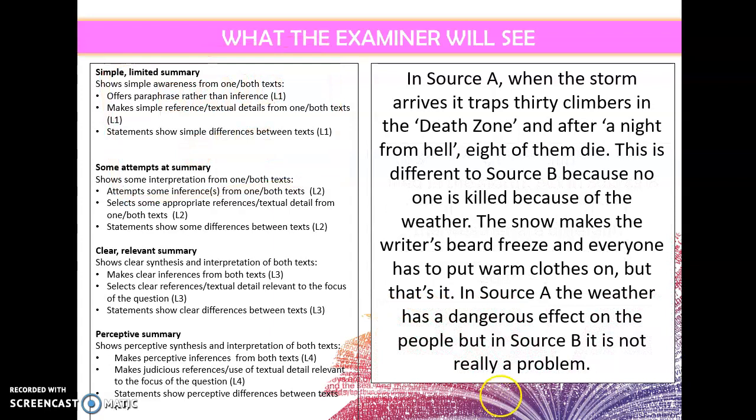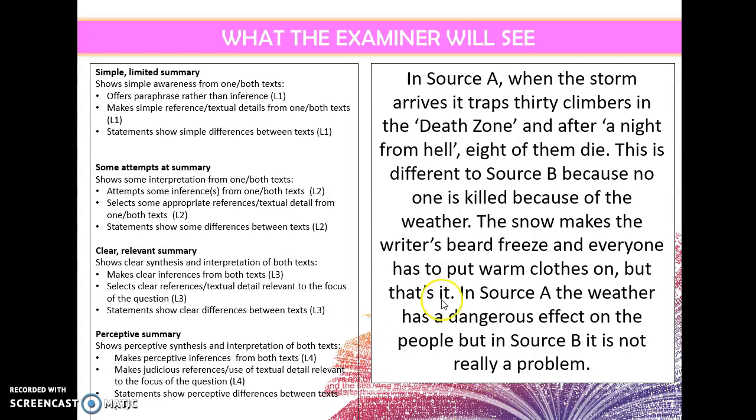This answer here, obviously it's more detailed. There's more there, but let's see what it would get. So in source A, when the storm arrives, it traps 30 climbers in the death zone, and after a night from hell, 8 of them die. Now that point is exactly the same as the first one. It's saying that people died in this text, in this situation. But look at how they've expressed it better. They've used quotations. So because they're using those quotations, that gets it into a higher band.